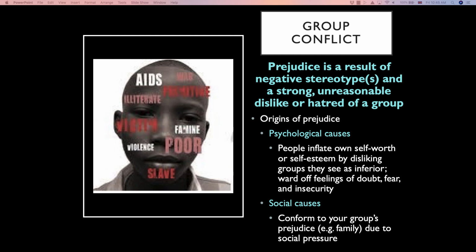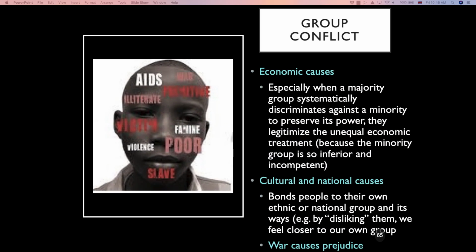It could be a social cause of prejudice. You conform to your group's prejudice, your family, due to social pressures. It might be that your family makes you vote in a particular way or dress in a particular way. You conform to those ideas because of the beliefs and pressures of family. The prejudice can be formed because of economic causes.